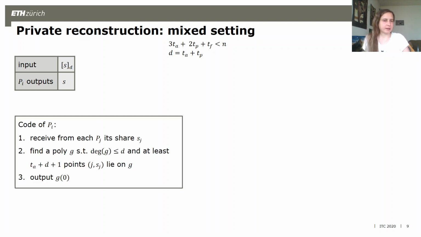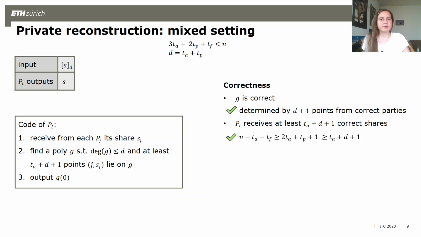And this is done quite simply. Every party PJ sends their share to PI. PI collects these shares and then finds a polynomial G of degree at most D, such that at least TA plus D plus 1 points J, share_J lie on the polynomial, and the secret is G of 0. So why does it work? For correctness, we need two properties.